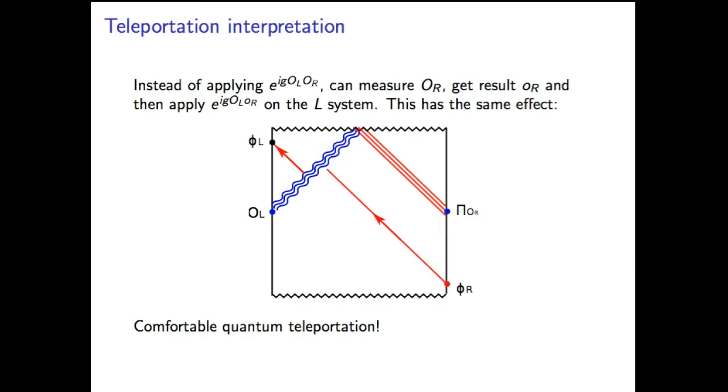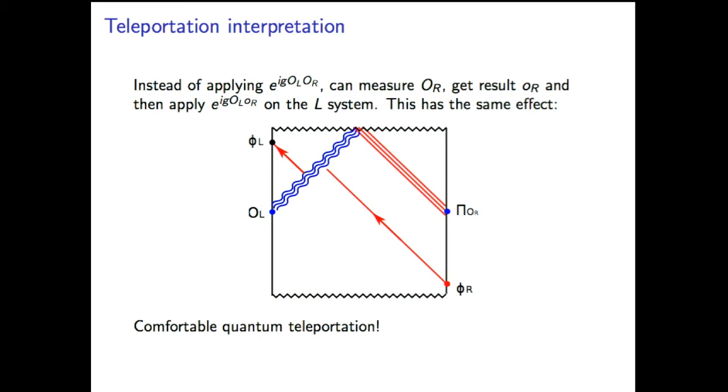Instead of applying our operator here, what we can do is something else. The person on the right side can measure O_R, measure their half. They'll get some result, some number, little o_R. Then they can send the result, little o_R, to the left system, and the person on the left system can apply this operator. You'll notice that this is now just an operator acting on the left system, because it involves the O_L, but only the number o_R. And from the perspective of the left system, this has exactly the same effect.